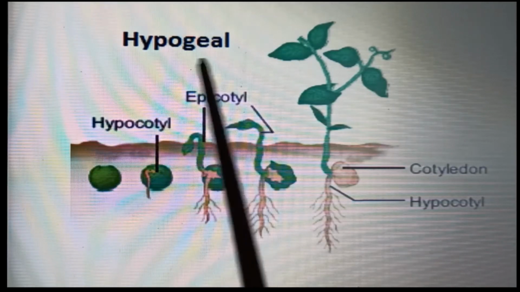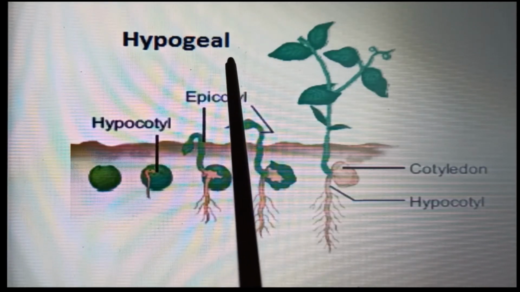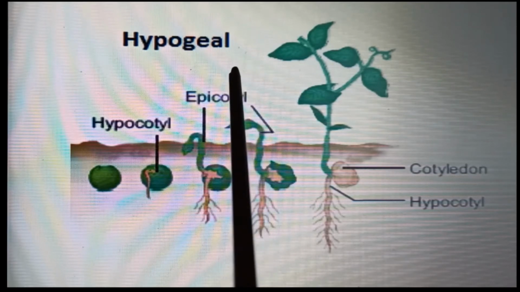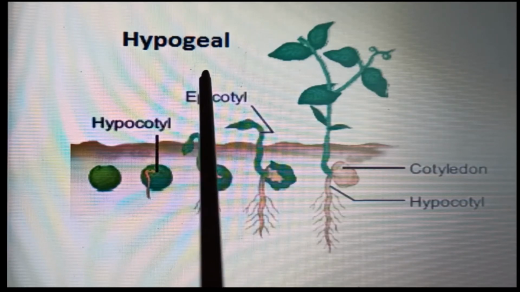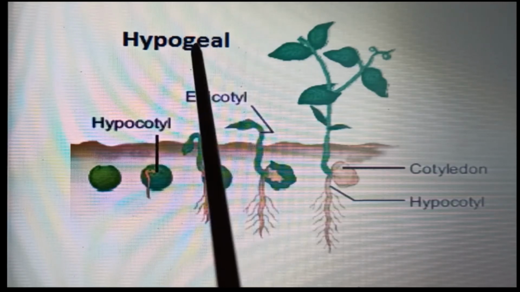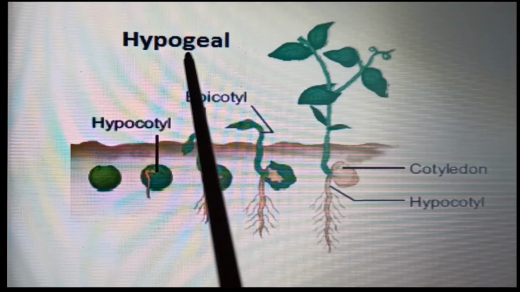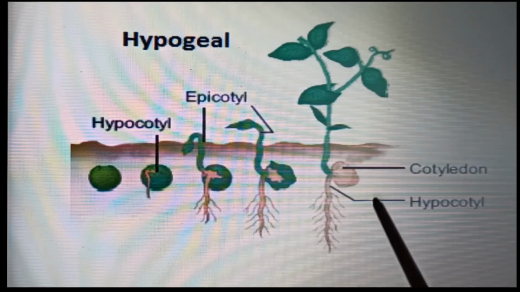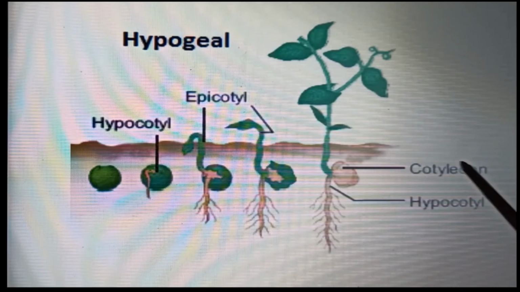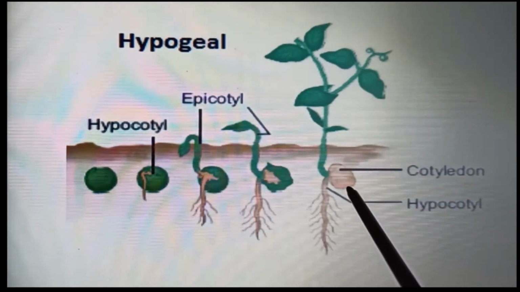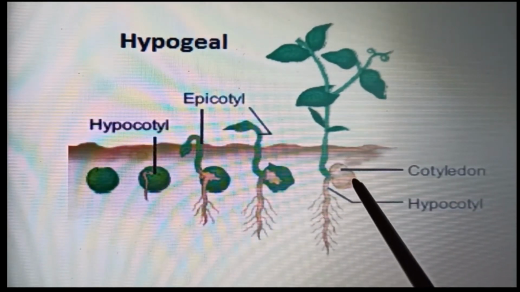Now I am going to explain hypogeal germination. This type of germination you will find in pea seed, maize, rice, groundnut. Now what is hypogeal germination? Hypo means below and geal means soil, below the soil. And what is below the soil? Here the cotyledons remain below the soil. So this type of germination is called hypogeal germination.